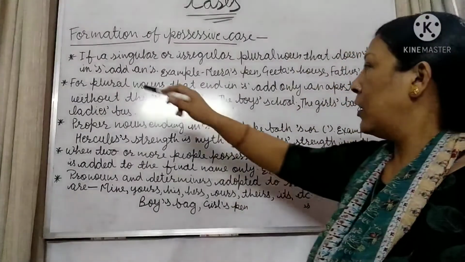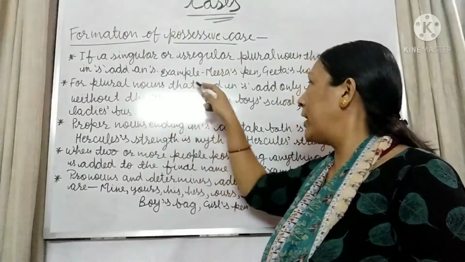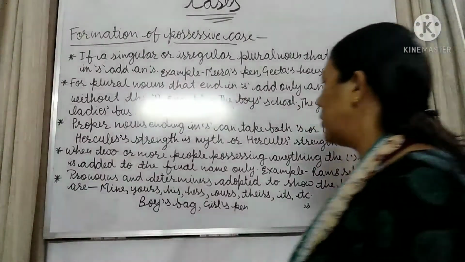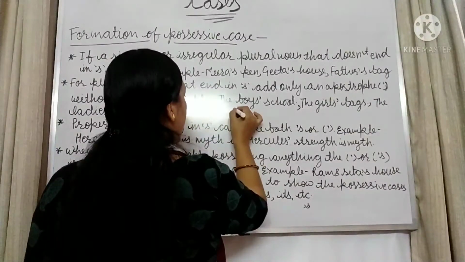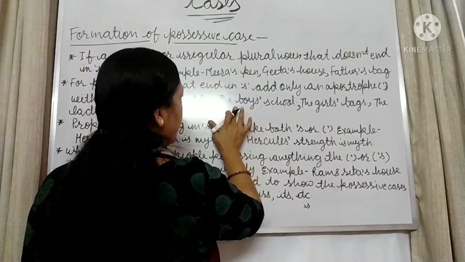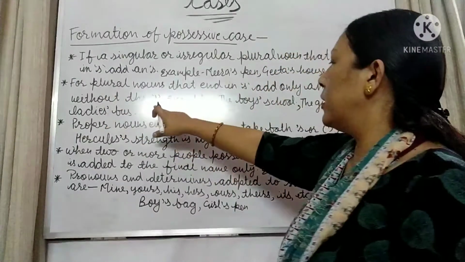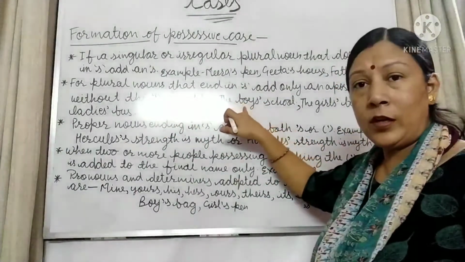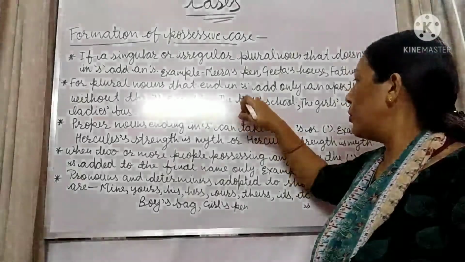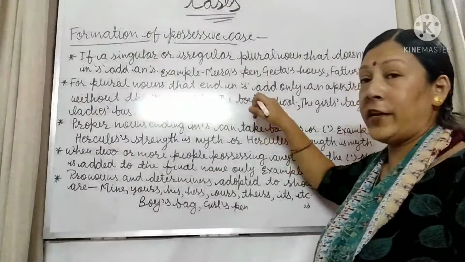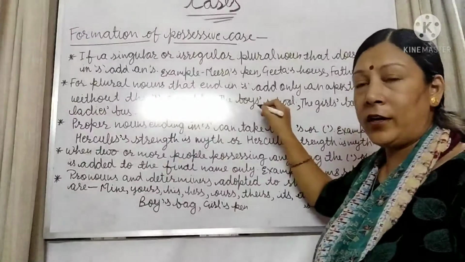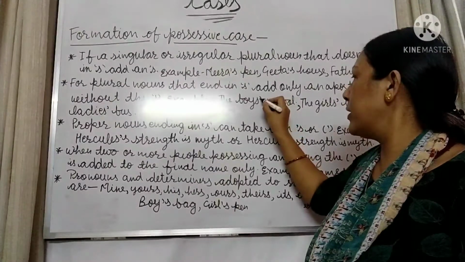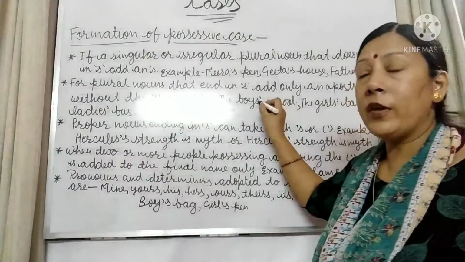Second one, for plural nouns that end in s, add only an apostrophe. You need not write another s, you will just add the apostrophe. This is apostrophe without the s. Okay, example: the boys' bags. You can see boys is plural and ends with s. So we haven't written another s over here, because s is already there and this word boys is plural. So you can see that here only an apostrophe is written.